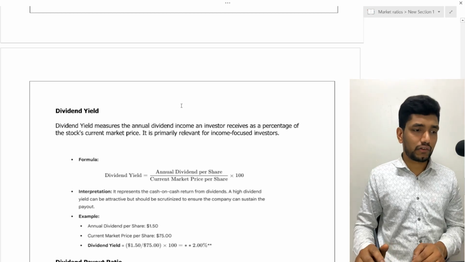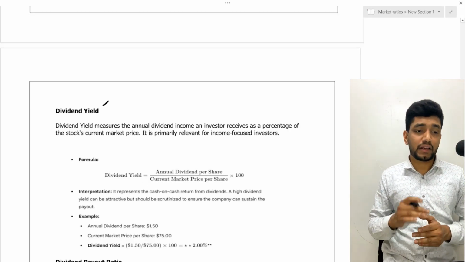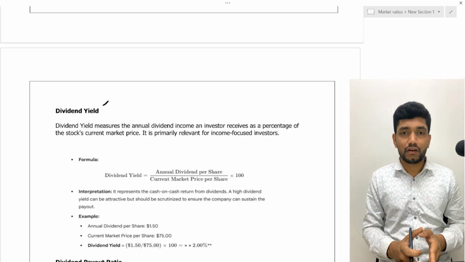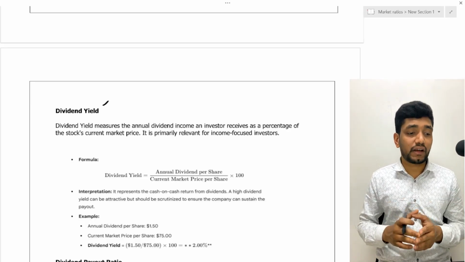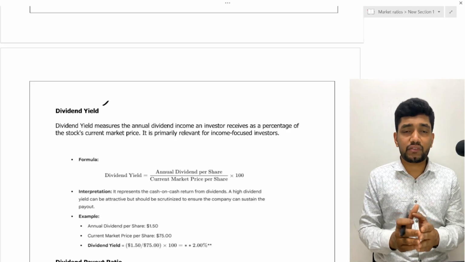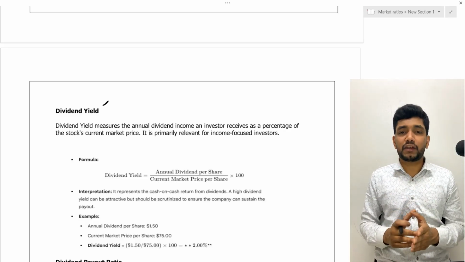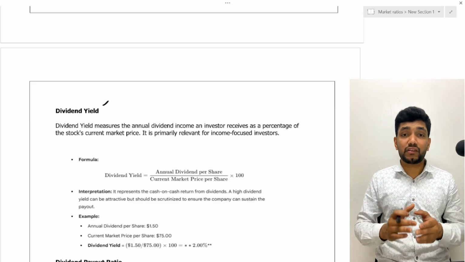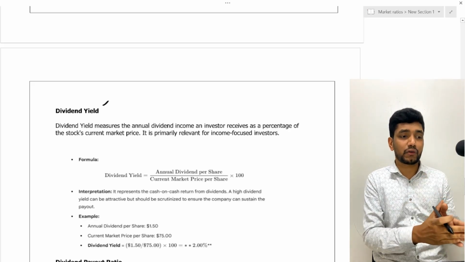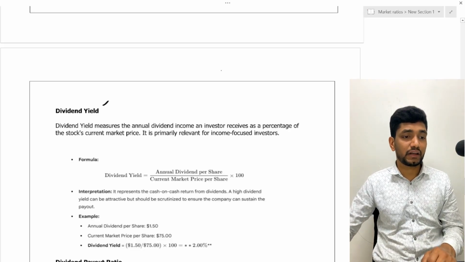So let's move into the next concept, that is dividend yield. Dividend yield compares the annual dividend per share to the market price per share. It shows how much the investors will receive as dividend when compared to the market price. That means if an investor is expecting a dividend as his return, then he must look into the dividend yield.